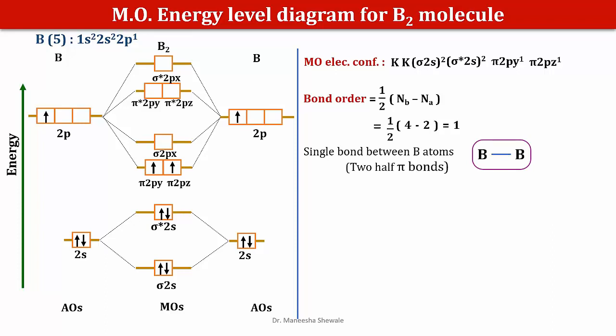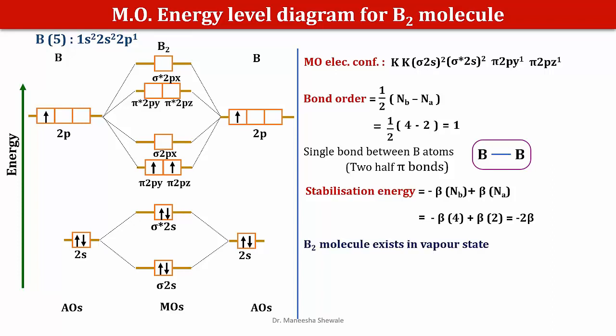And this single bond is a combination of two half pi bonds. Stabilization energy is minus beta into Nb plus beta into Na. So this is minus beta into 4 plus beta into 2, which is minus 2 beta. So bond order is greater than 0 and stabilization energy is less than 0. So the molecule will be stable and it is observed to exist in the vapor state.